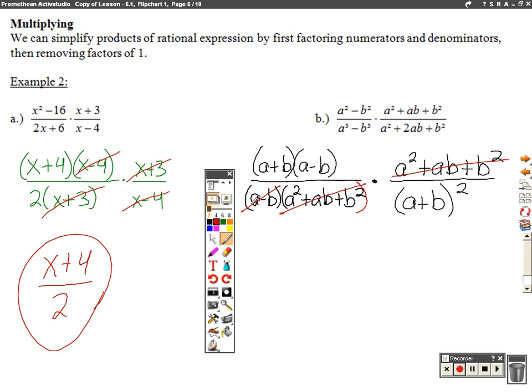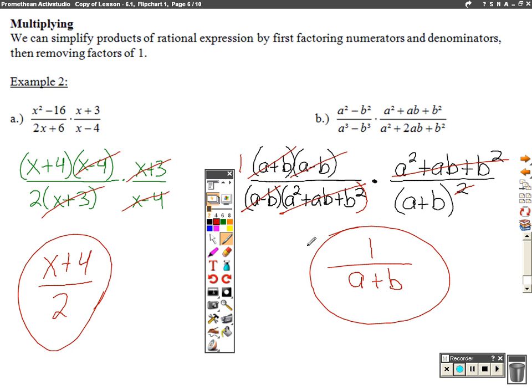My a minus b's cancel, and another factor cancels. I have one a plus b up top, and I have 2 of the a plus b's on the bottom, so I can cancel one of them out, and I'm left with an a plus b on the bottom. But remember that a plus b is in the denominator, and you don't want to say you're just left with nothing up top. You're actually left with the 1 up top. So your final answer would be 1 over a plus b.